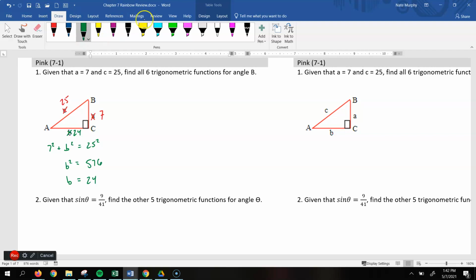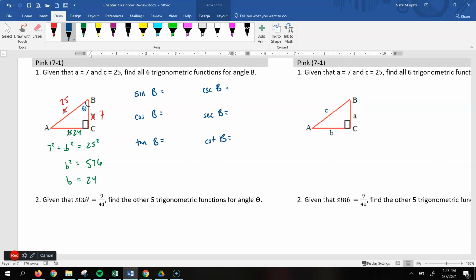Now we can find all the other trigonometric ratios, again for angle B. This is the angle we're going to be working with here. We're going to find the sine of angle B, the cosine of angle B, and the tangent of angle B. But the other three are going to be the reciprocals. Remember that we have the cosecant function, so we'd have the cosecant of B, the secant of B, and the cotangent of B.